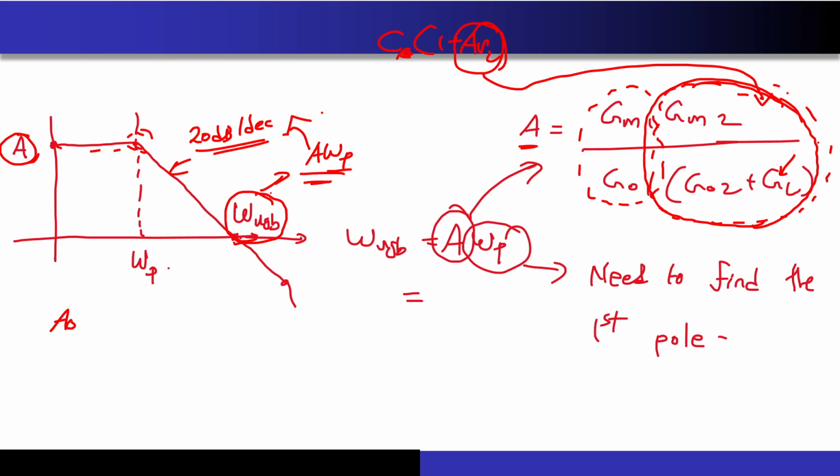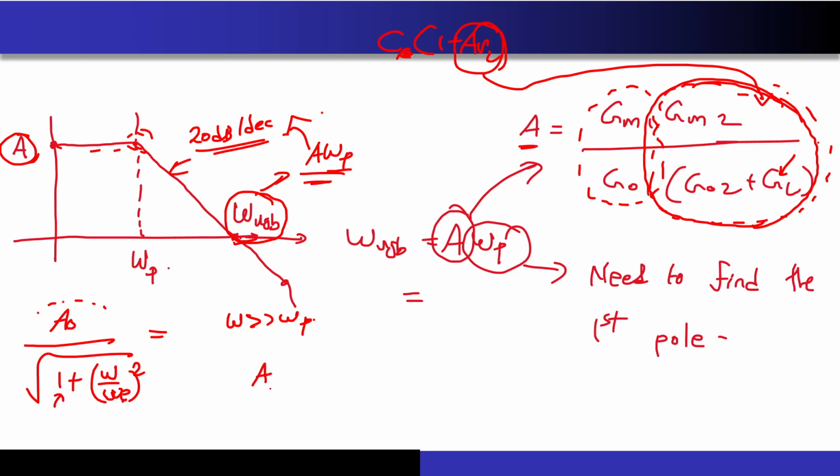This comes from this quantity, A0 upon root of 1 plus omega by omega p the whole square. You agree with me? This is the magnitude. Now if my omega is sufficiently greater than omega p, can I ignore this 1 over here in the denominator? Because if omega is much greater than omega p, then this value is going to be much higher than 1. So this term will reduce to omega by omega p. So this will be nothing but A0 omega p by omega.